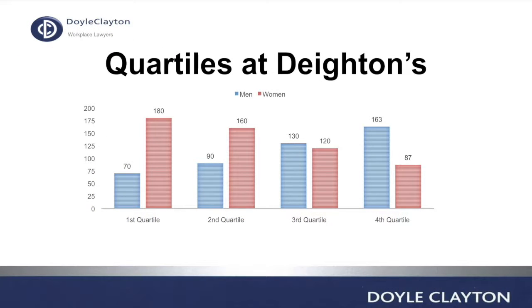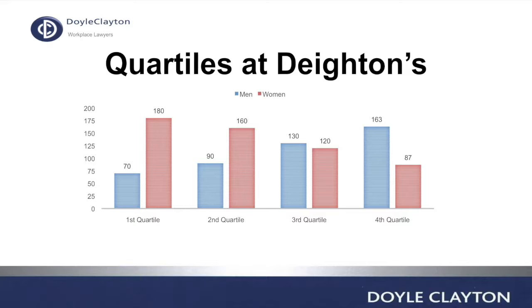When Dayton's has prepared its quartiles, it must then publish the proportion of men and women in each quartile as a percentage of all the employees in the quartile. Remember, employees who do not receive full pay because they are on leave are excluded from this calculation. The distribution of the gross hourly pay of Dayton's workforce is illustrated in the graph which you should see on your screen. The proportion of male employees in the first quartile, the lowest paid, is 70.